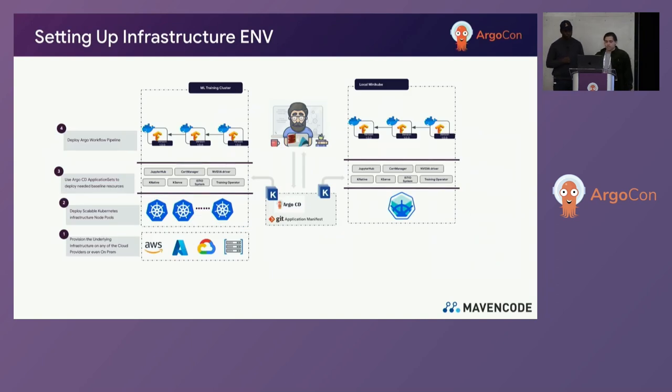So some of the steps that we use to do this: we provision on the cloud offering of their choice. We deploy the node pools. We use Argo CD application sets to define the base of the cluster and the serving and event components of the cluster. And then we deploy it.